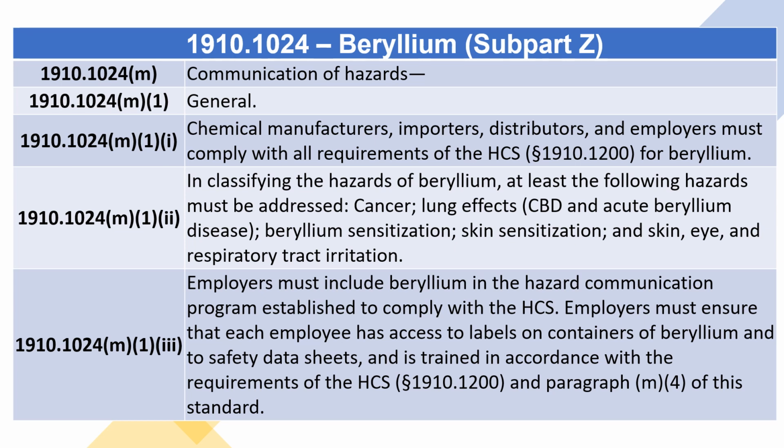In classifying the hazards of beryllium, at least the following hazards must be addressed: cancer, lung effects, CBD and acute beryllium disease, beryllium sensitization, skin sensitization, and skin, eye, and respiratory tract irritation. Employers must include beryllium in the hazard communication program established to comply with the HCS. Employers must ensure that each employee has access to labels on containers of beryllium and to safety data sheets, and is trained in accordance with the requirements of the HCS, Section 1910.1200, and paragraph M4 of this standard.